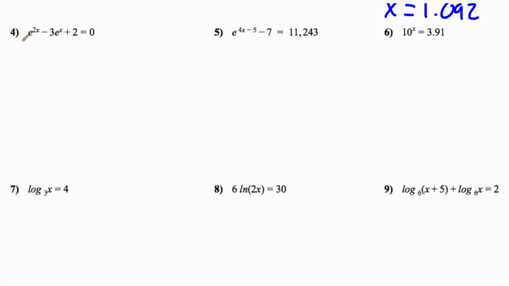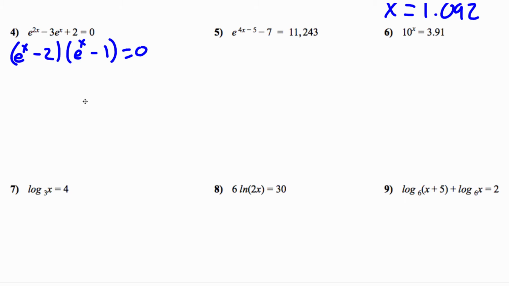Taking a look at number 4, we've got e to the 2x minus 3 e to the x plus 2 equals 0. We're going to treat this one like a quadratic and do some factoring with it. So I'm looking at that plus 2 and that minus 3. In order to multiply to 2 and add up to negative 3, it's going to be minus 2 and minus 1. But we're not just dealing with regular x's, we're dealing with e to the x's. So this is e to the x minus 2 and e to the x minus 1 equals 0.